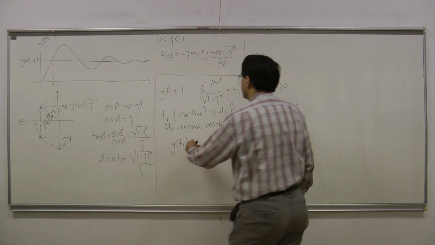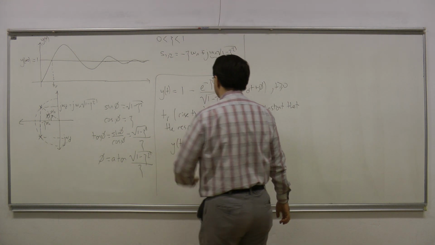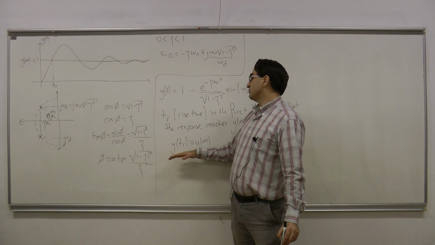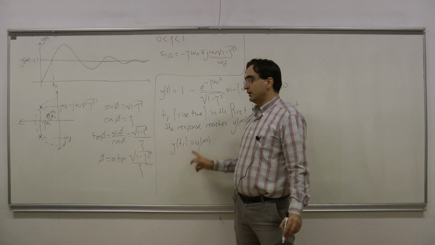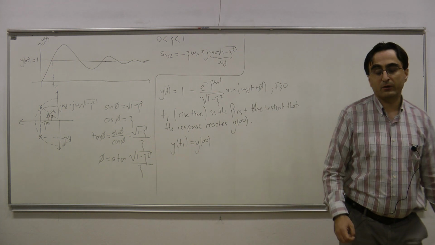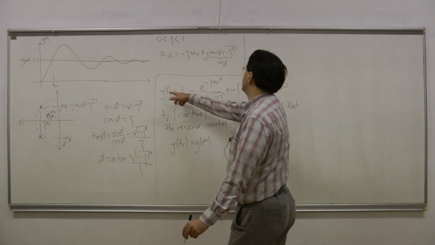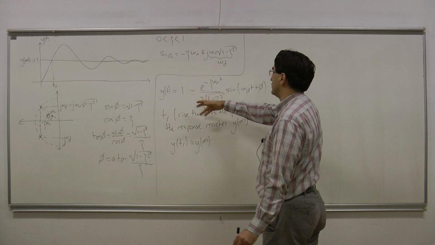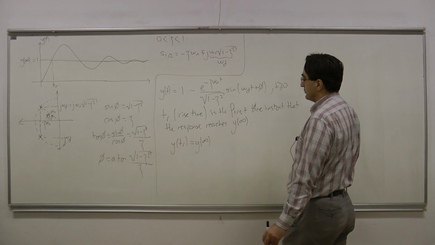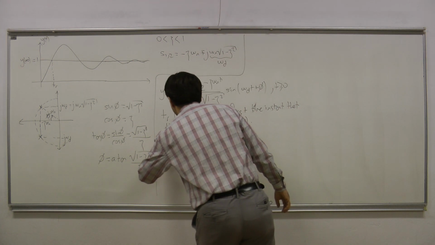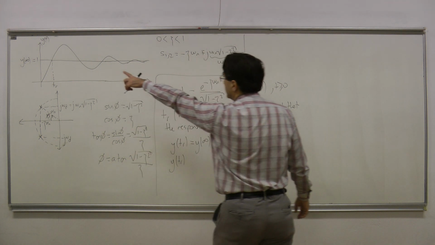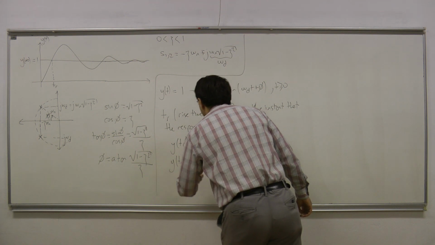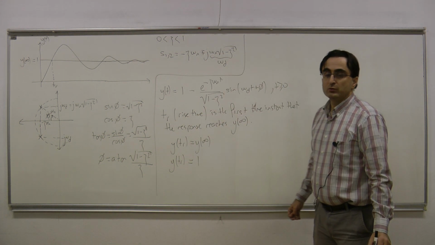y of tr is equal to y infinity. Y infinity is a fixed value, and I need to solve the equation y of tr equal to that fixed value. In this case, when we have a second order system in standard form, the final value is 1. So equivalently, I can solve the equation y of tr is equal to 1 to obtain the rise time value.